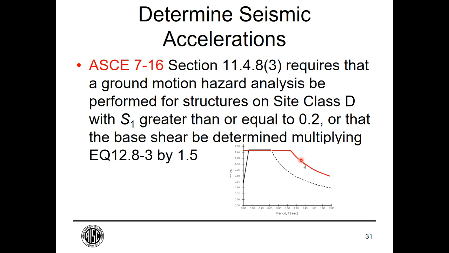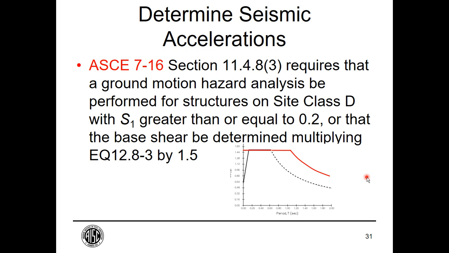And in this region here, you can take this equation, this period sensitive portion of the curve, and multiply by 1.5. So the modified spectrum, if you don't do a ground motion hazard analysis, looks something like this. So it's not really a penalty for a very short period structure, but if you have a structure with a period in the range of 1 to 2 seconds, it's a substantial penalty. Or even beyond that, it's a substantial penalty.